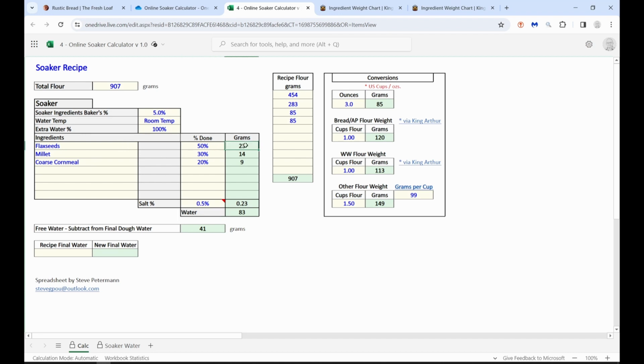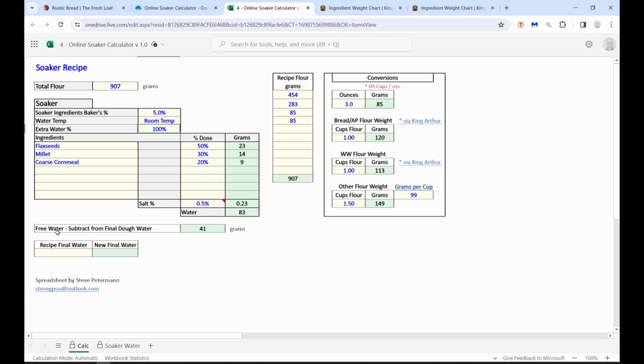You'd weigh out 23 grams flaxseed, 14 millet, 9 of cornmeal, add your salt, and 83 grams of water that you would put in your batch and let that soak overnight or for however long it needs to be soaked. And that's your recipe. Now, since we had extra water in our soaker, in order to get the hydration correct for the final dough, we need to take out the extra water that was in the soaker. So that's what this is.